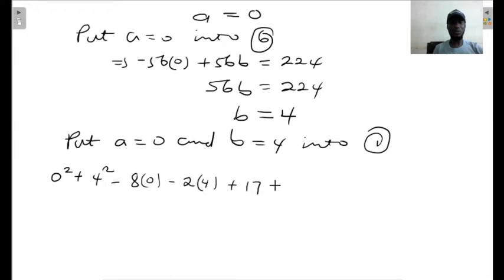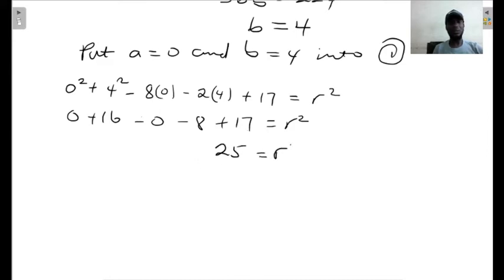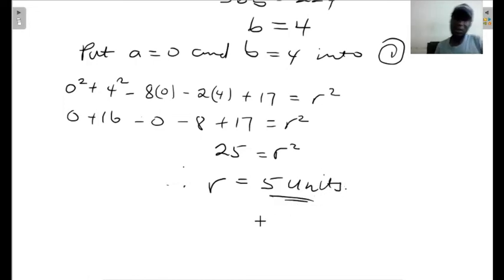plus 17 equals r squared. And this now becomes 0 plus 16 minus 0 minus 8 plus 17 equals r squared. 16 minus 8 is 8, plus 17 is 25. So we're going to have 25 being equal to r squared. And taking the square root of both sides, our r will be equal to 5 units. Therefore, r equals 5 units.